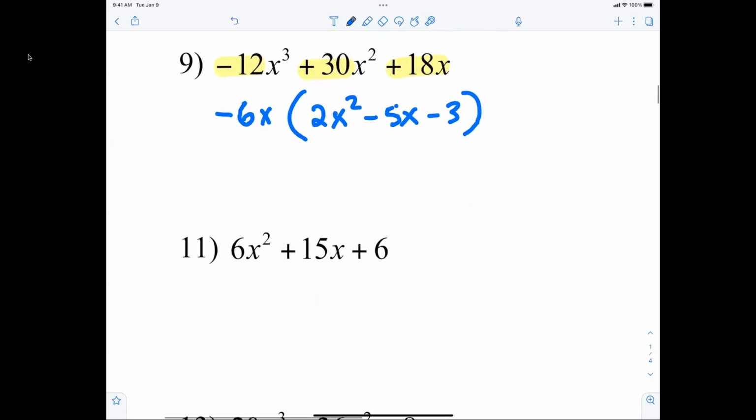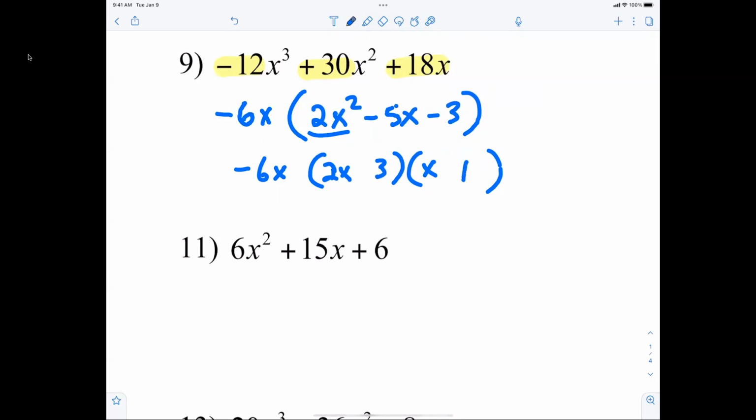All right, so here we go. Negative 6x, parentheses, parentheses. The only way to make 2x squared is 2x and x. Now I'm going to do it wrong just to show you something. 3 and 1. This is considered a harder problem because that's 3x and 2x. I can make negative 5 if they're both negative. However, negative 3 times negative 1 would make this a positive 3. Does everybody agree? So that can't be.